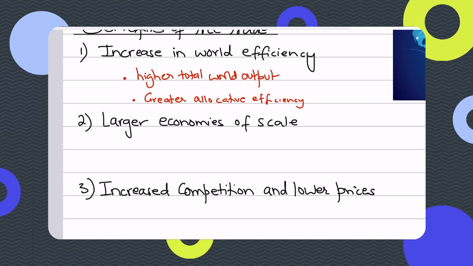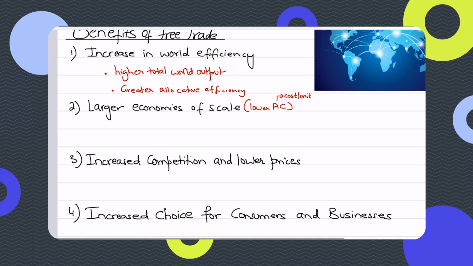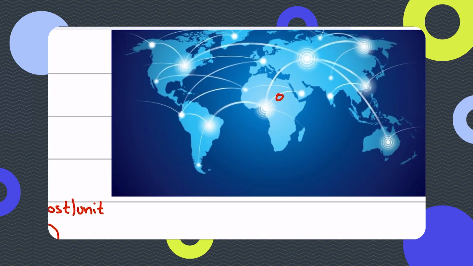The second advantage is larger economies of scale, and economies of scale is a simple term that means a lower average cost, that is, a lower cost per unit. Because under free trade, firms are no longer restricted to small domestic markets. So let's say you have a country here, it's not just producing for the domestic market itself. Firms are no longer restricted to small domestic markets. They now have access to much larger international markets, right?